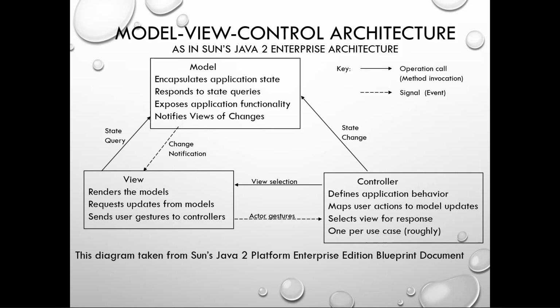And so, formally speaking, a long time ago, Java defined the model view controller pattern as part of its enterprise architecture pattern. So formally, you can look at it as saying, okay, well, the MVC is saying you have a model which encapsulates the application state, responds to state queries, exposes application functionality, and notifies views of change. And so, this is much like what we've seen so far.